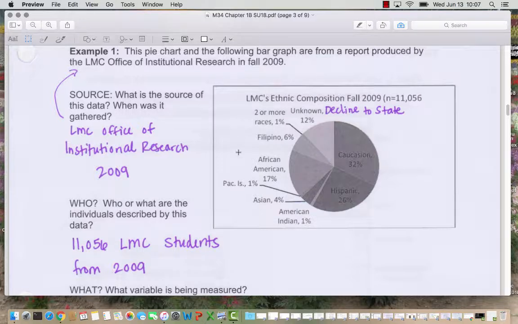So if we look over at the pie chart, we want to know who or what are the individuals that we're studying here. The title of the pie chart is LMC's Ethnic Composition, Fall 2009. And then after that, we see in parentheses, N equals 11,056. So that's the number of students who were enrolled at LMC in fall 2009. And if we look at the values here on the pie chart, we see we've got the different ethnicity categories that students were given to choose from. One of the categories, unknown, you can think about as declined to state.